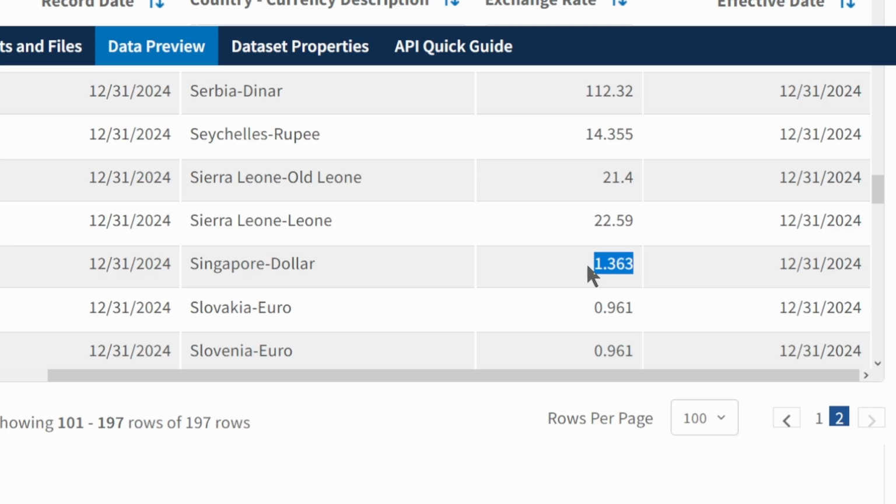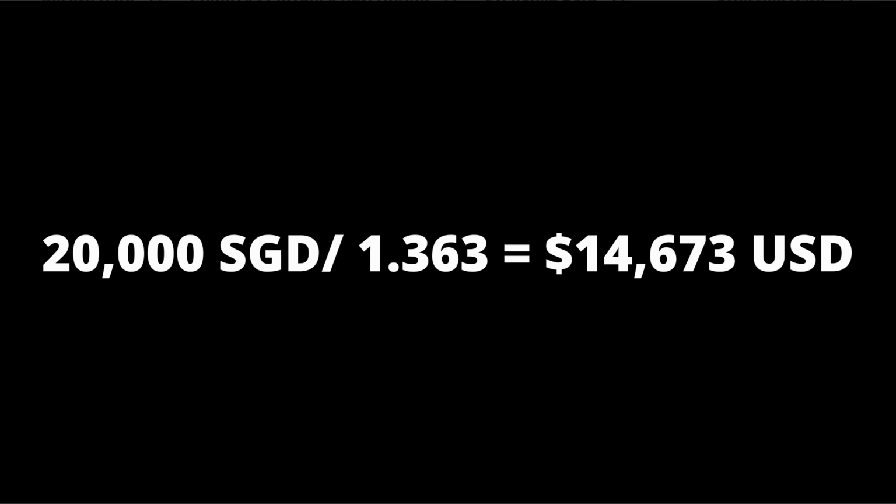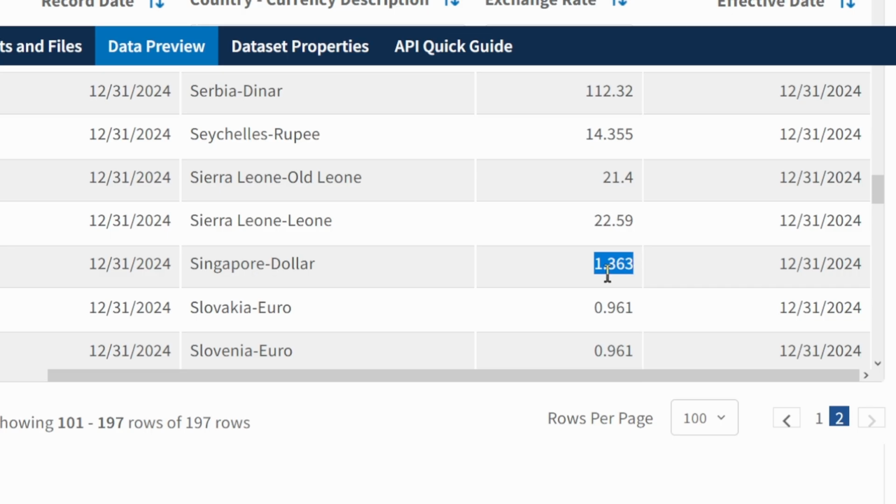Now let's say you had 20,000 Singapore dollars in one of the accounts as your high watermark. You would divide that by 1.363 and you would come up to 14,673 US dollars, which means you're over the $10,000 threshold, and therefore you have to file FBAR not only for that account that is over the threshold, but for all of your accounts, even if they were zero. As long as one account or the total of all your accounts goes over 10,000 US dollars, you have to file for all of your foreign accounts.